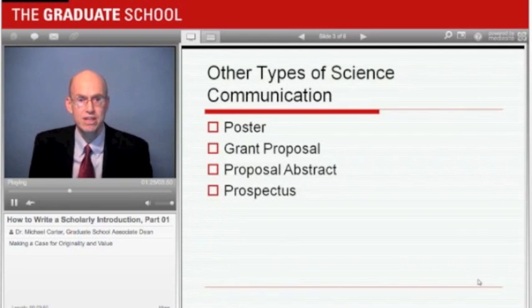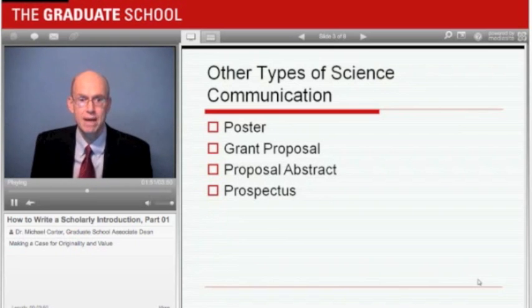The focus here is on the thesis, of course, but you will use the same basic pattern in other types of science communication. Posters, of course, are similar to articles. They often have a separate introductory section. But there's also the grant proposal, the proposal abstract, and the prospectus. All have the same essential pattern that you're going to learn.